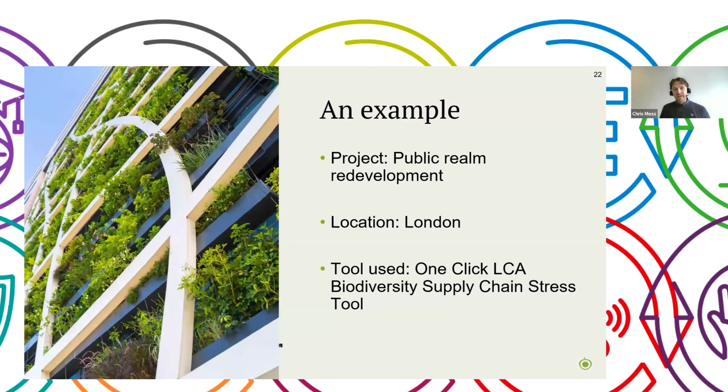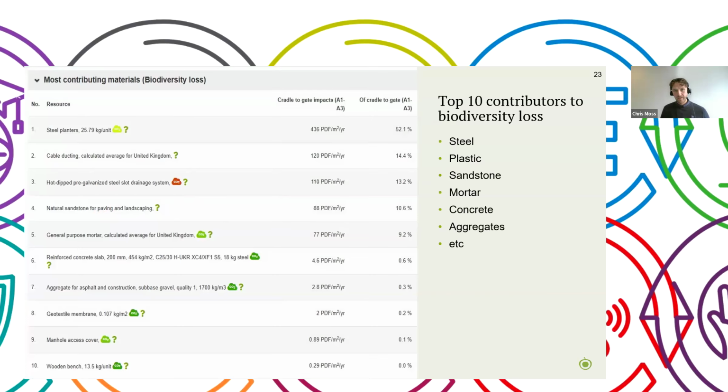Appreciate that doesn't necessarily help add much clarity at this stage. So I've included a worked example. This is a project that we did for a public realm redevelopment scheme in London, and we used One Click LCA's biodiversity supply chain stress tool to assess the embodied nature impact of the hardscaping of this public realm redevelopment. Next slide, please. The key outcome was that we identified the top 10 materials that were contributing to biodiversity loss.